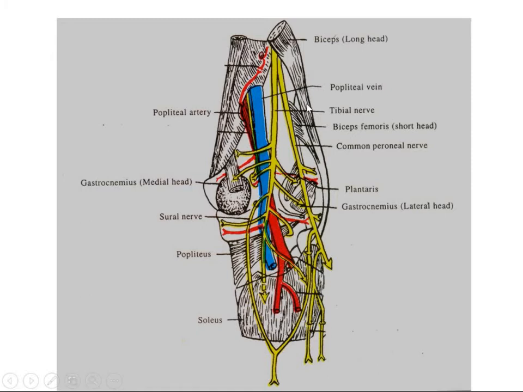So this is the line diagram. You can see the boundaries, the upper boundaries of your popliteal fossa. This is your semitendinosus and semimembranosus, tendon of your biceps femoris. Then you can see the tibial nerve, common peroneal nerve. Then you can see the popliteal artery, the popliteal vein, and then the further branches of these nerves. Then you can see the popliteus muscle over here and the gastrocnemius muscle over here, and beneath that would be your soleus muscle.